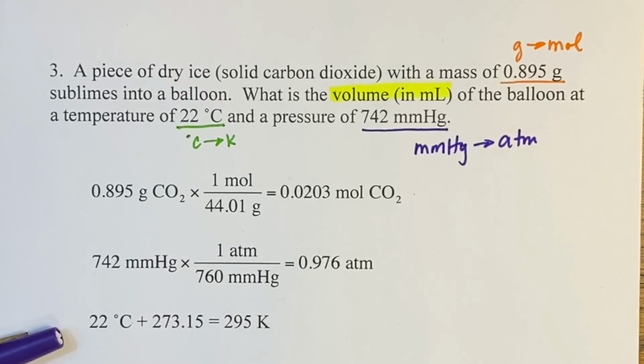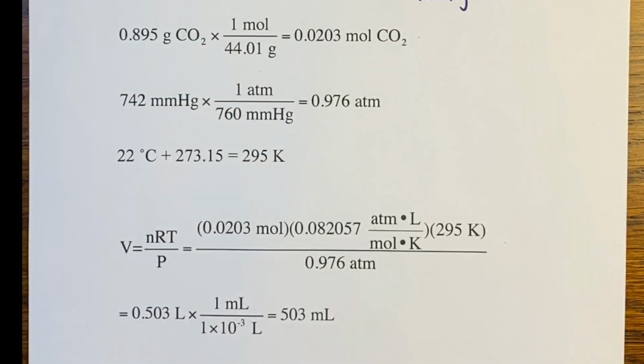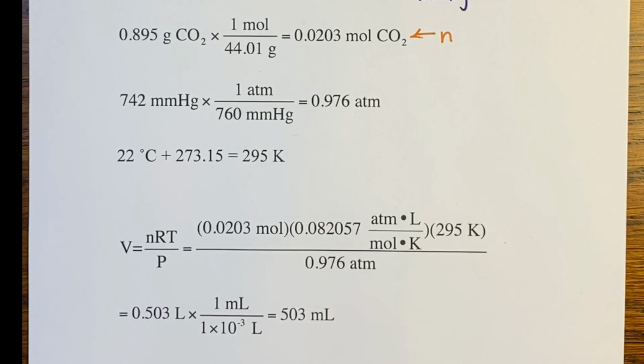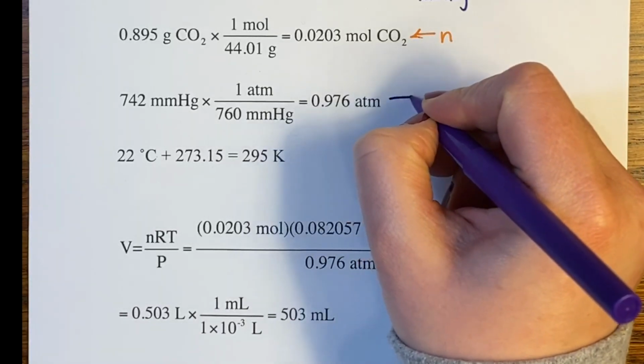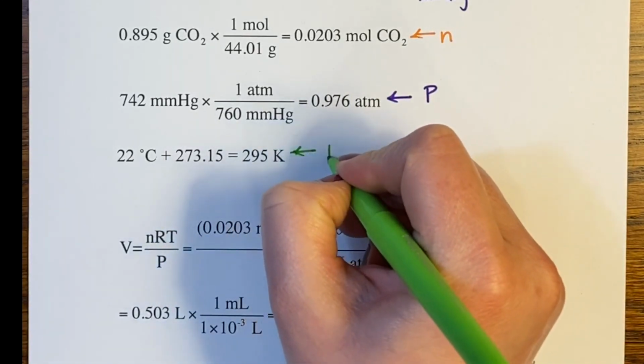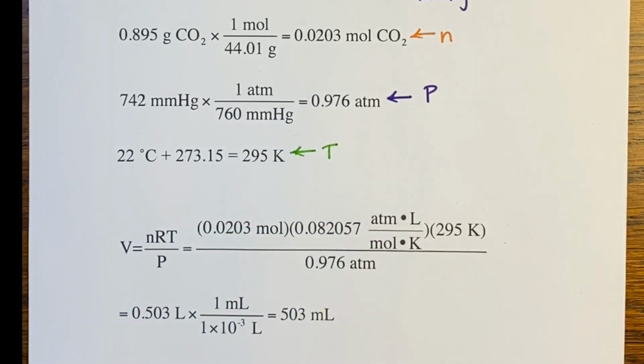My temperature was given to me as 22 degrees Celsius. I'll need to convert that to Kelvin, so I'm going to take 22 plus 273.15, and with significant figures, that gives me a temperature of 295 Kelvin. So now I know my mole value, so I'll plug that in for moles. I know my pressure with the appropriate units, so I'm going to plug this in for pressure. And I know my temperature with appropriate units, so I'm going to plug that in for temperature. All in all, I'm going to be solving for volume.